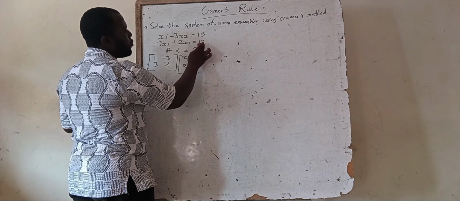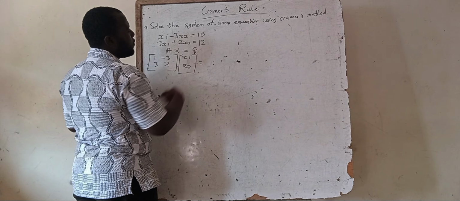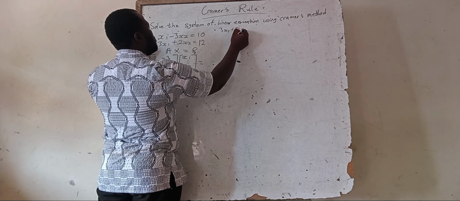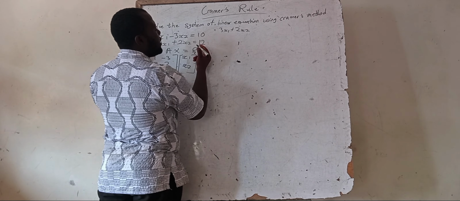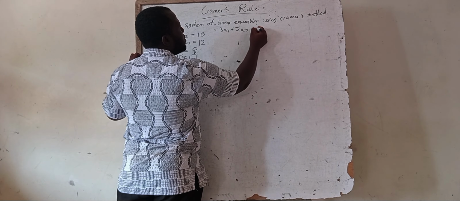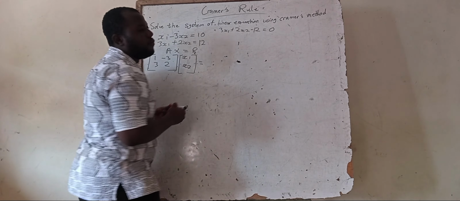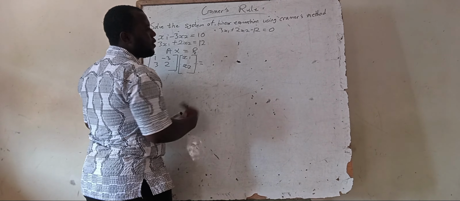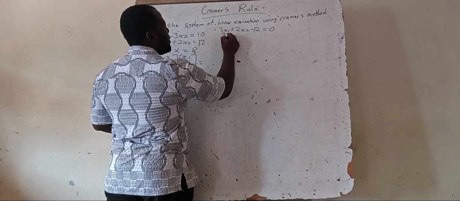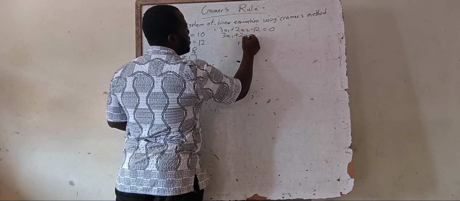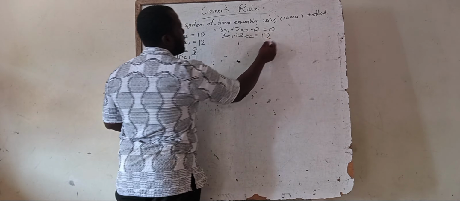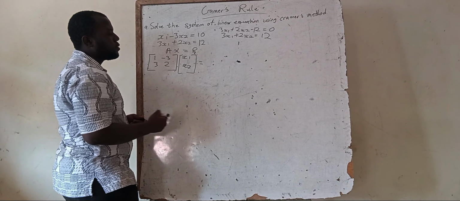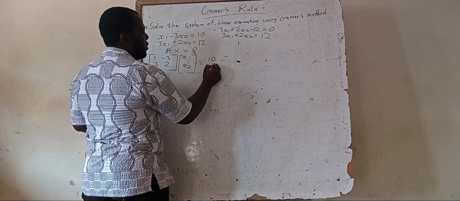So if here was 0, and let's say we had negative 12 here, say this was 3x1 plus 2x2, then this was negative 12, then we had 0. We have to bring the negative 12 to this side so that all constants will be on the right hand side. So we write it as 3x1 plus 2x2 is equal to 12. Then we get this. So over here the elements on the right hand side are 10 and 12.